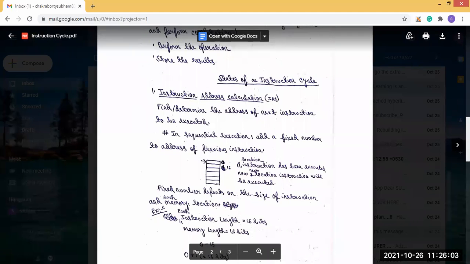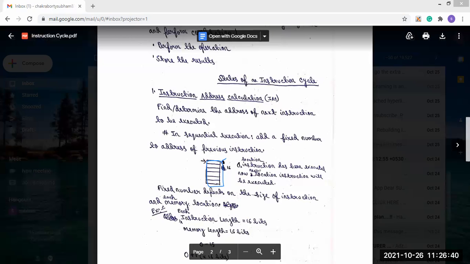Let's say as an example, this is the memory location. The first memory location address is 0. Now the instruction at location 0 has been executed. So in this step, instruction address calculation, we find or determine the address of the next instruction. So 0 is the location of the instruction that has been executed. Now the instruction at the next location will be executed.